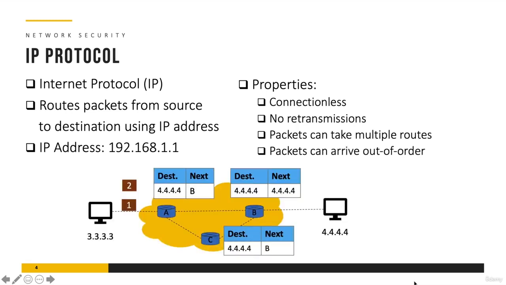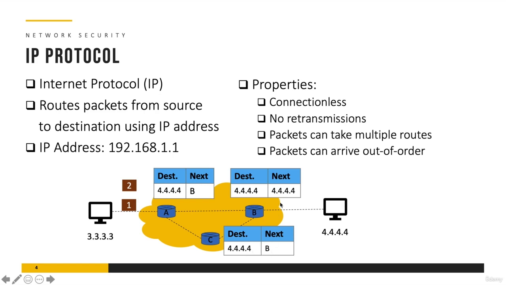Let's see an example of how the IP protocol works. Let's say I have a system 3.3.3.3 and I'm sending some packets to the destination 4.4.4.4. Now, if you see the routers in the middle, every router has a routing table. In that routing table, they have entries which say that if you want to go to 4.4.4.4, you should take the next hop B, for instance. Similarly, at C, if you want to go to 4.4.4.4, you should go to B.